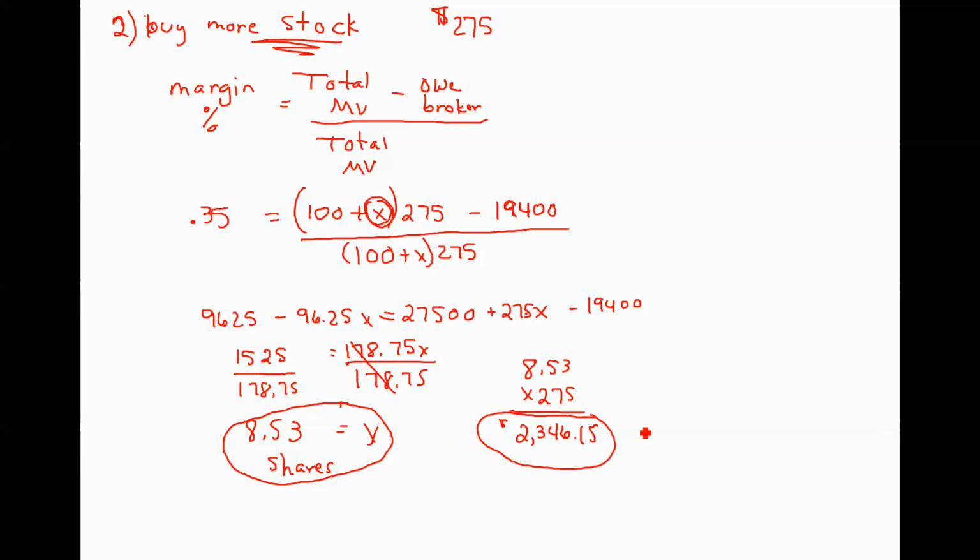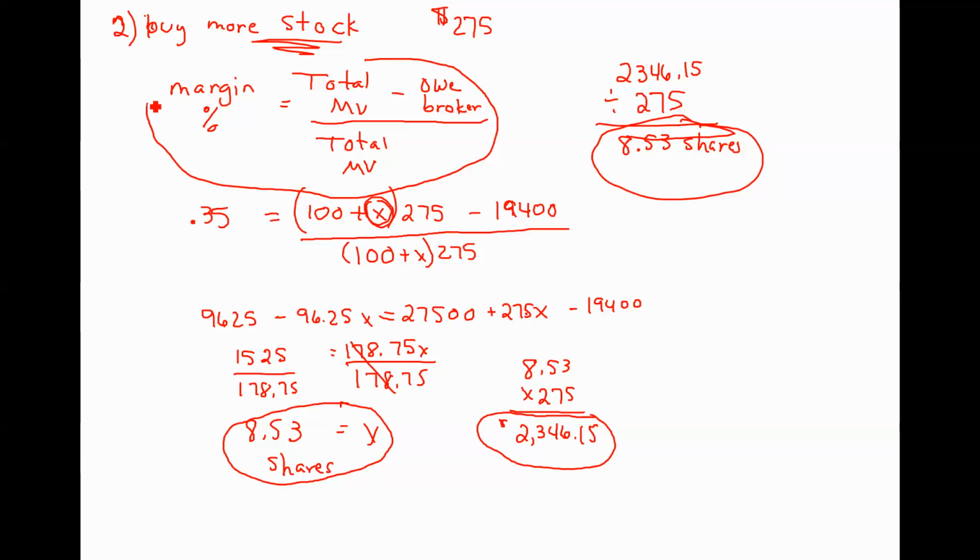So a quicker way, I didn't actually have to go through this entire process to figure out how many shares of Apple to purchase. I could have just used that cash that I needed to add to my account of $2,346.15, which I solved for in the previous video, and divided it by the current value of Apple of 275, and that would give me 8.53 shares. But I wanted to show you the equation and how to calculate it that way as well.